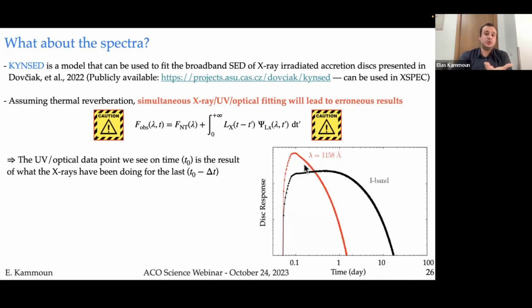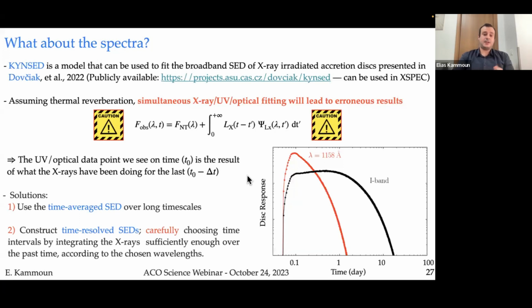So there are two solutions. What can we do? We cannot observe each wavelength at a certain time and then cross-match. It would be completely awkward and very complicated. So there are two solutions. Either we observe over very long time scales and we integrate over all of this, so practically we average, and we say that we are just looking at the average behavior of the source. Or we have to construct very carefully a time-resolved SED, by saying that what we are observing today in the UV optical corresponds to what the X-rays have been doing for 1 day, or 2 days, or 1.5 days. And that's very, very tricky, but we'll come back to this later.